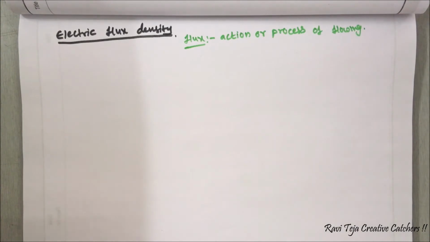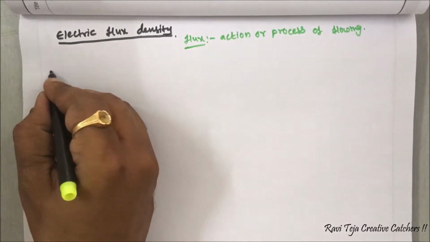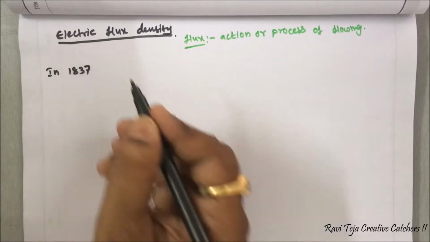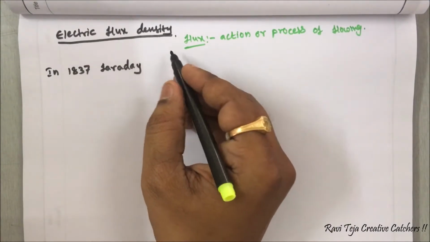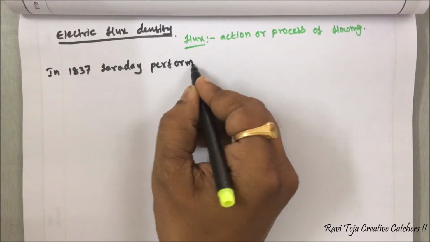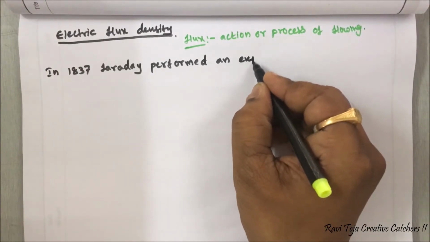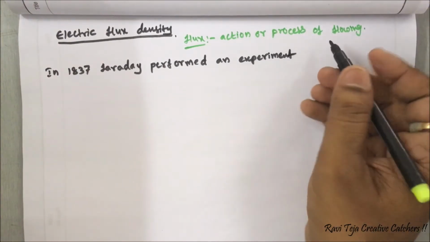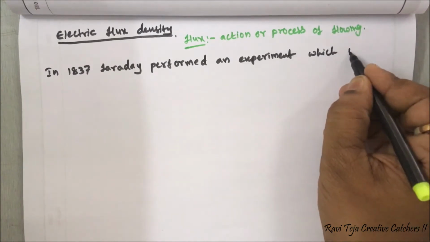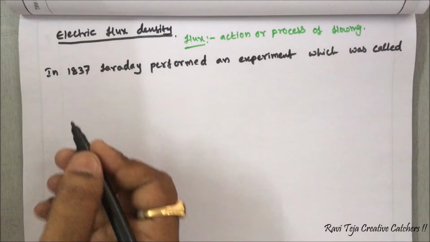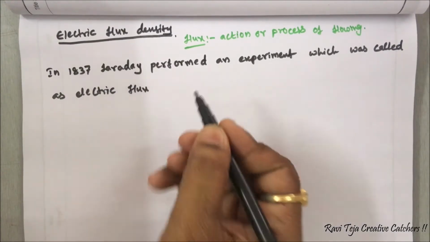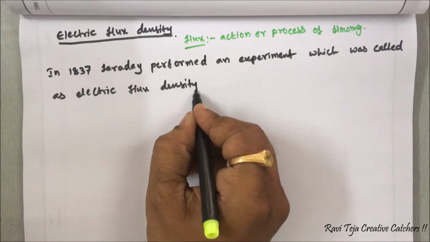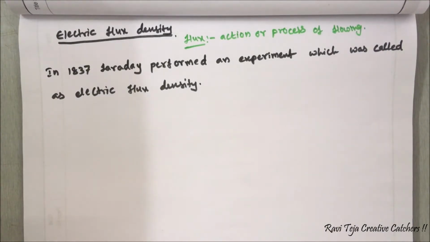Now, in 1837 a scientist named Faraday performed an experiment which was called electric flux density. So what is this electric flux density? Let us see right now.